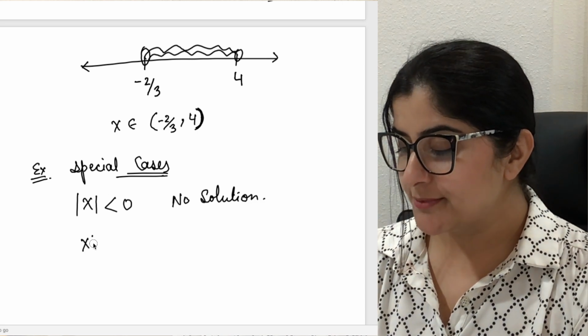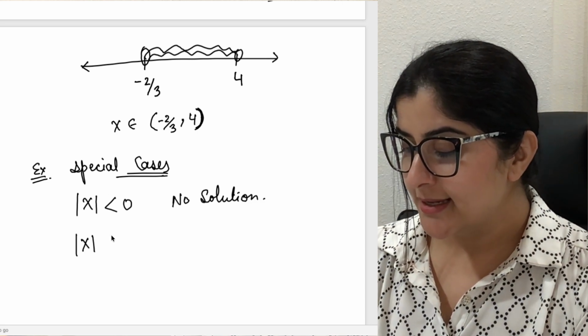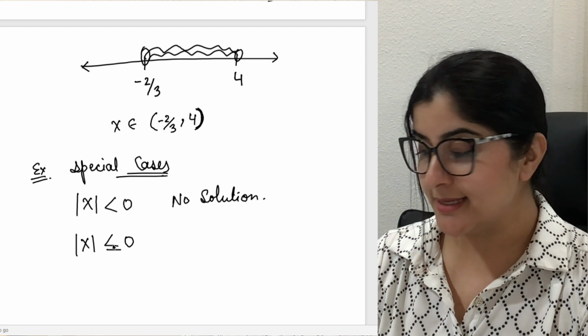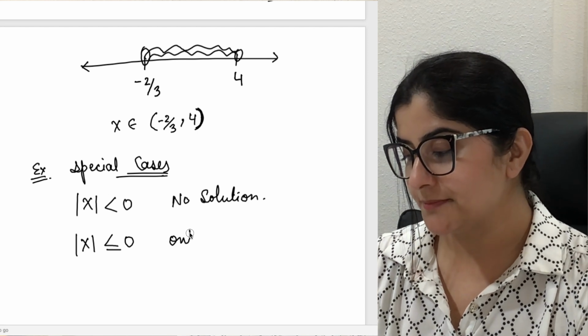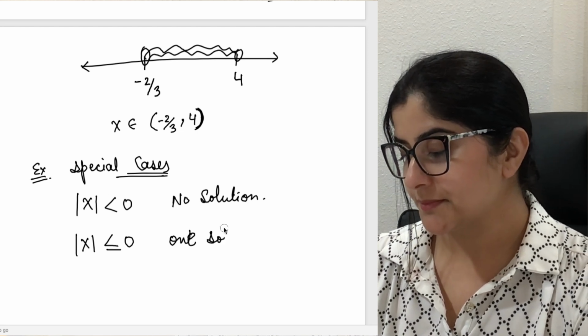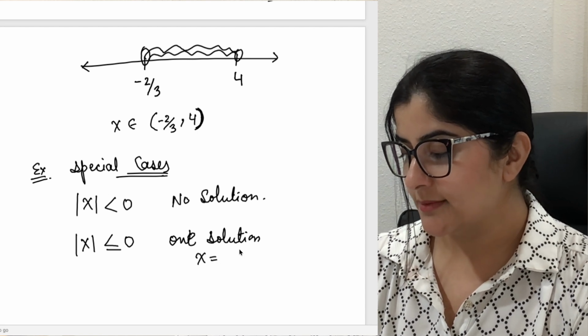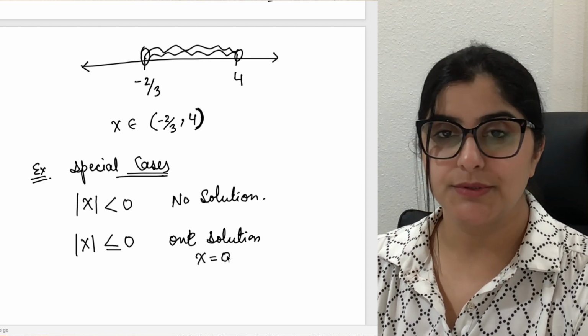If we are given that the absolute value of x is less than or equal to 0, we know that it can never be less than, so there is only one solution. What is that solution? x is equal to 0.